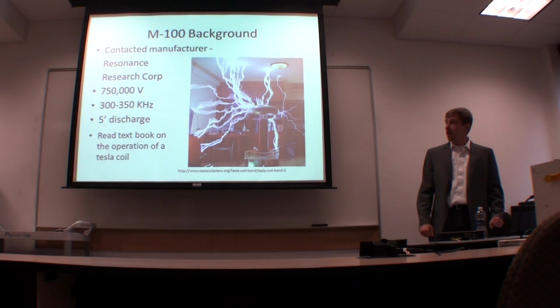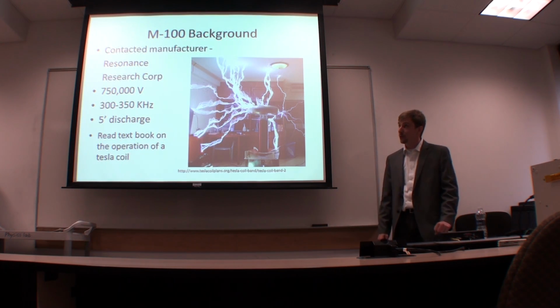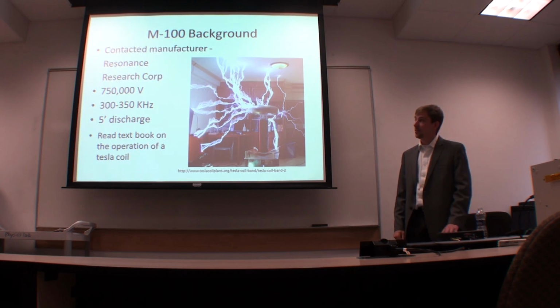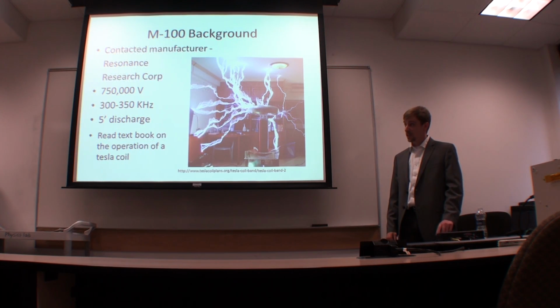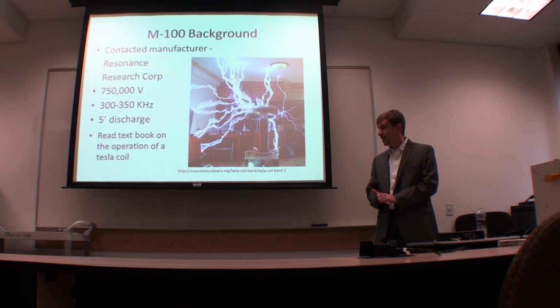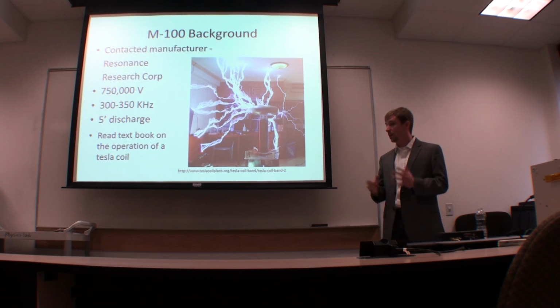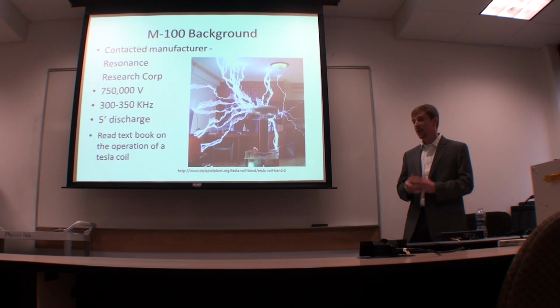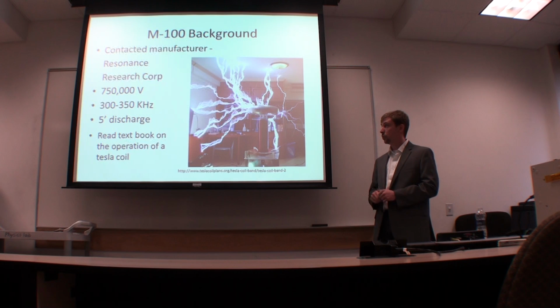So back to our M100, I contacted the manufacturer, and he told us that this was a 750,000 volt resonant transformer. It operated at about 300 to 350 kilohertz, and it would produce about a 5-foot discharge. I also had the opportunity to read a lengthy textbook, not all of it, about the physics of a Tesla coil. A lot of it was above me, but I did get a lot of knowledge on the operation and the physics behind how a Tesla coil works.